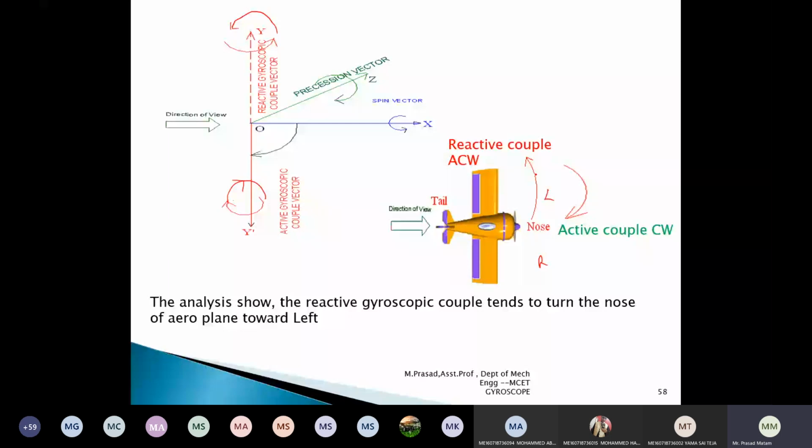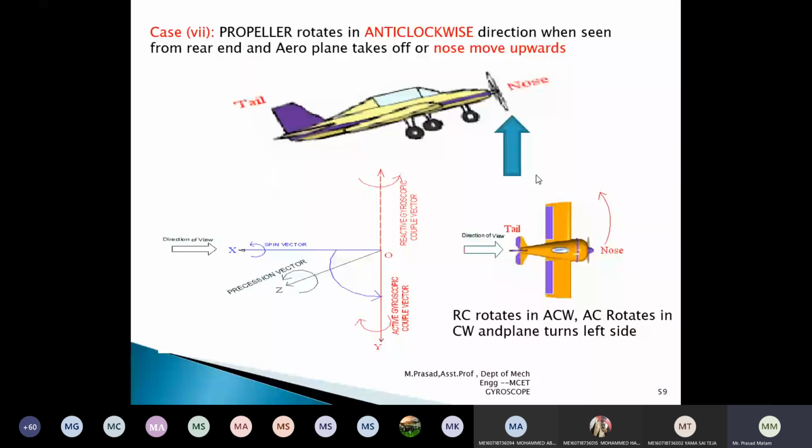Propeller rotates in anti-clockwise direction when seen from the rear end and aeroplane takes off. Earlier we have completed the clockwise motion, aeroplane is landing and aeroplane is taking off. Now this is the anti-clockwise motion. Aeroplane takes off and aeroplane landing. Let us see this one.